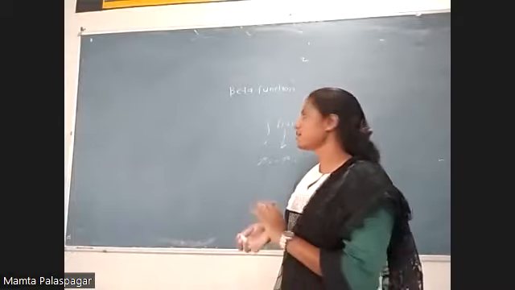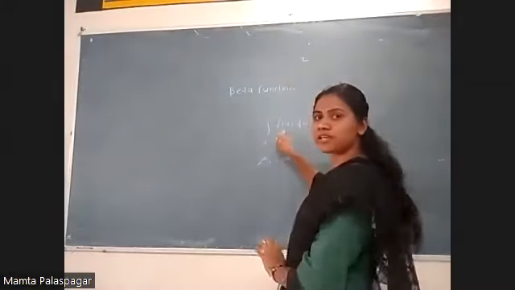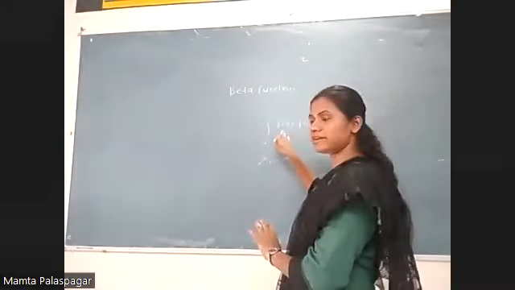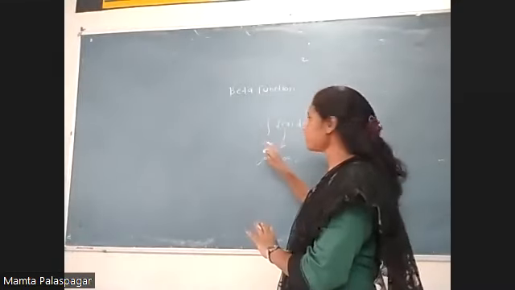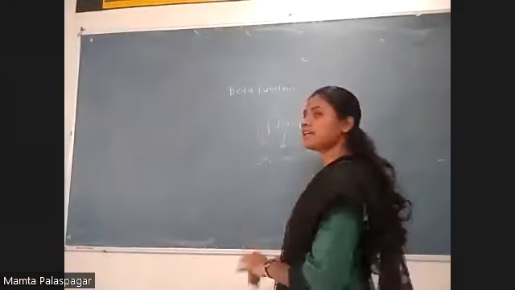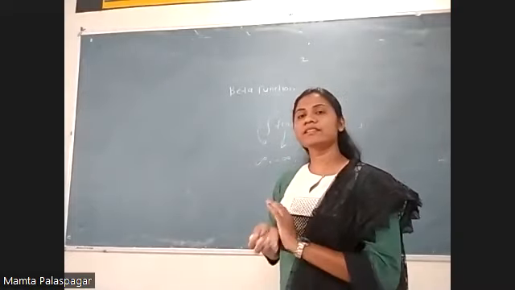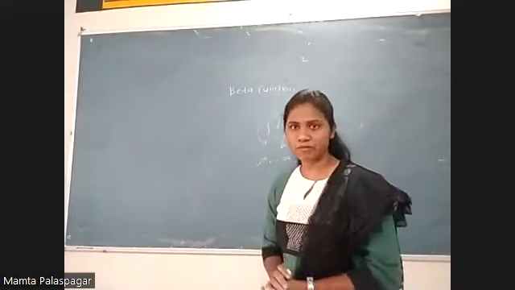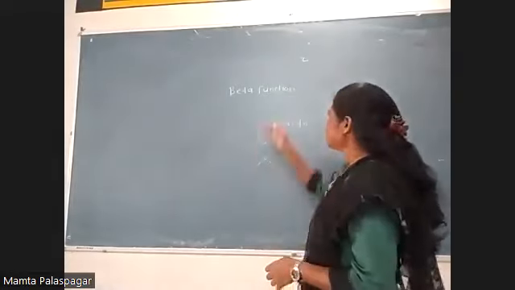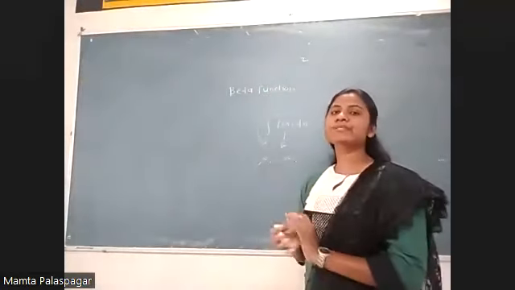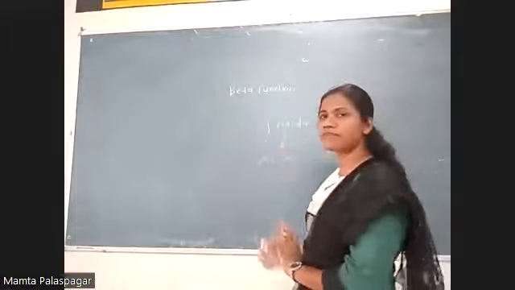And if the given function f of x is unbounded for the given limits, then we also say that the given integral is an improper integral. The beta function is also applicable for the improper integral.